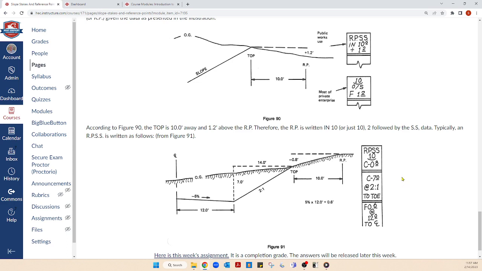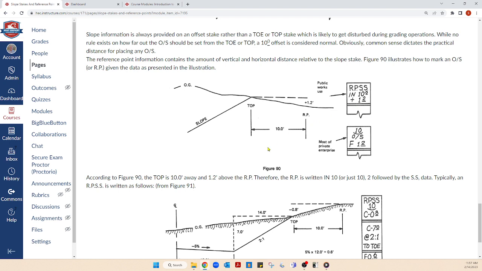Is that going to help us? This is illustrating an instance. Okay, this is original ground. It wants it to be 0.2 higher than it is. Both these are doing the same thing, and they're written differently. I call them information stakes, but their reference point to slope stake or offset stake or information stake. They're telling you where to start. Here's the reference point, 10 foot out and up 1.2.